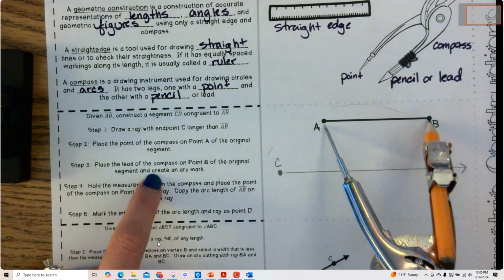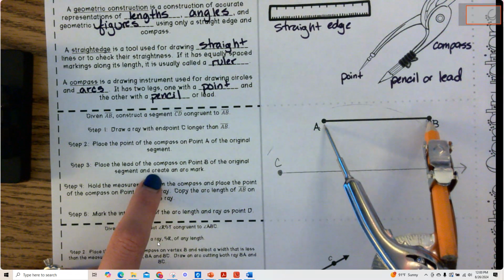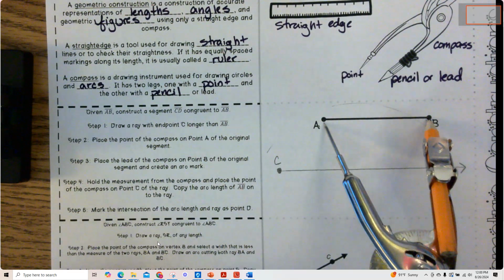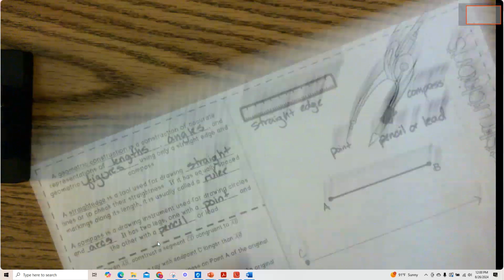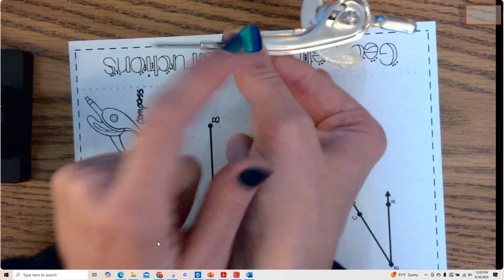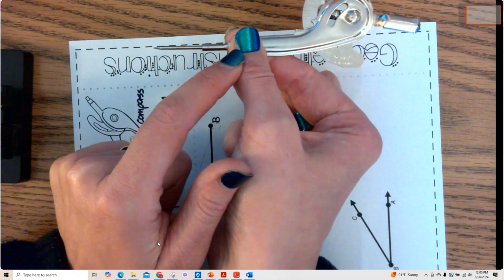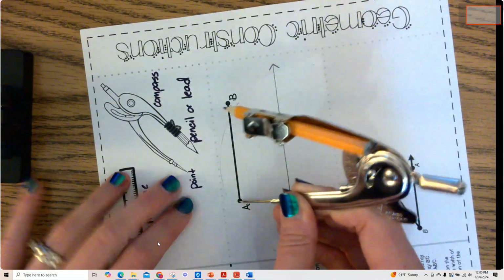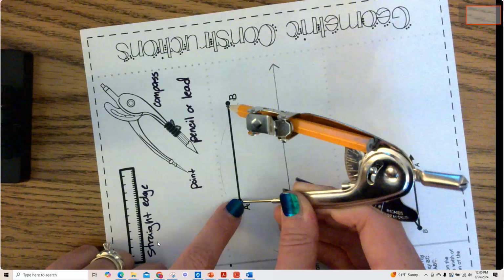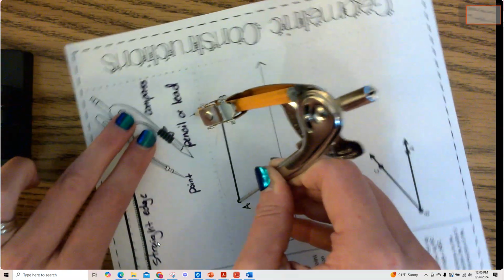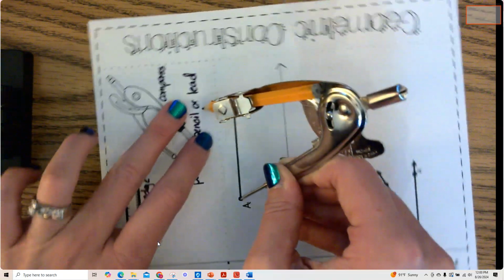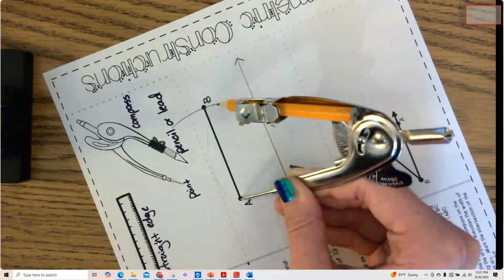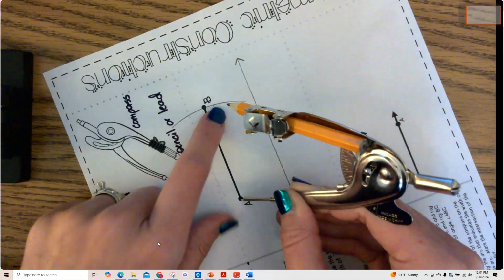So let's see. Place the lead, give a segment, and create an arc mark. You don't really have to do that, but if you want to practice making an arc mark, when you hold this thing, you hold it by the point. Okay? Not the whole thing, not the top. But wherever you're going to put your point is where you put the sharp little piece. And then again, it's easier to turn the paper than it is to try to scrape this thing back and forth across the page. But that's what's called an arc mark.